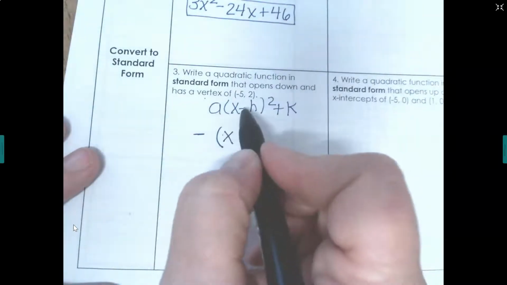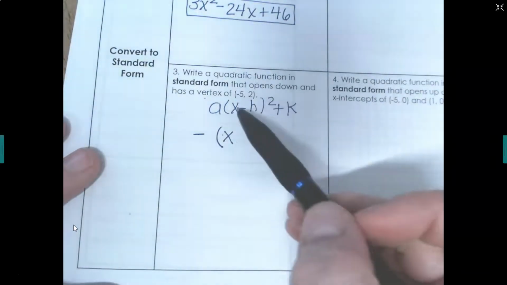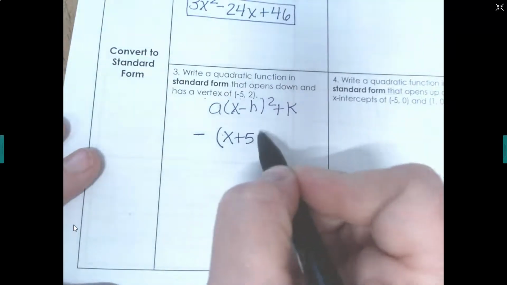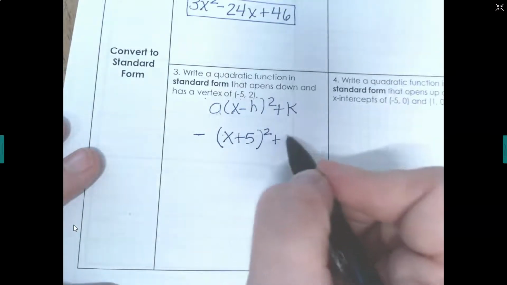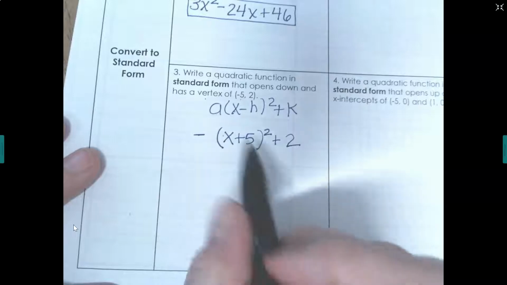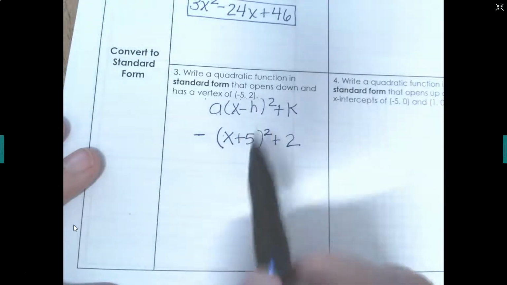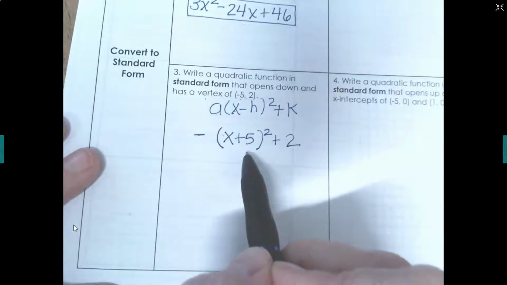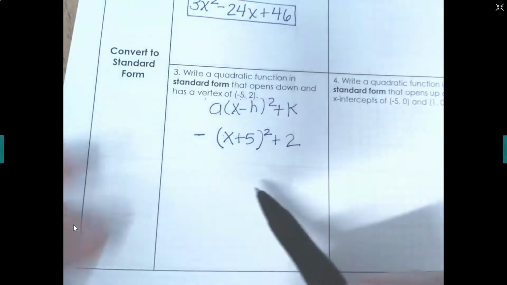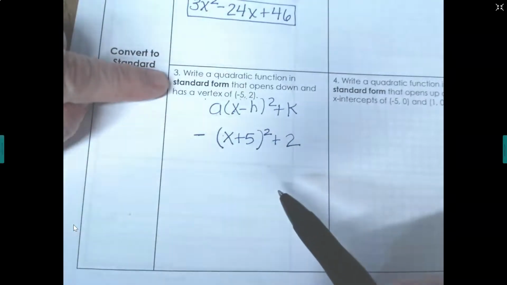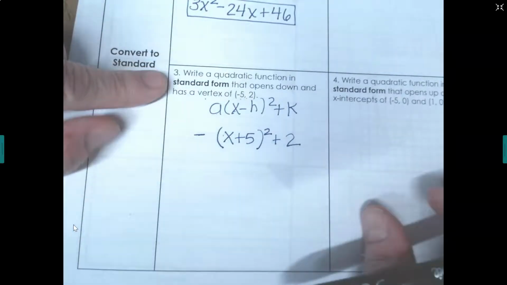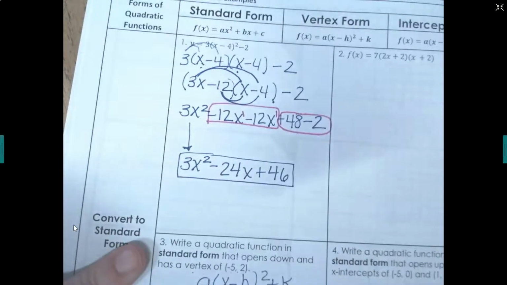Then we have x minus whatever the x value of the vertex is. So it's x minus -5, so it becomes x plus 5 squared, and plus k, which is just plus 2. So when they give you a description that includes the vertex, that means write it in vertex form. So now we're in vertex form, but what the problem really asked for was standard form. So now it's not any different than the problem that we did right here. We're going to attack it the exact same way.